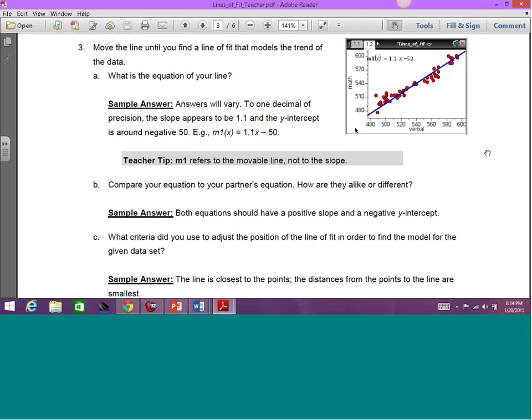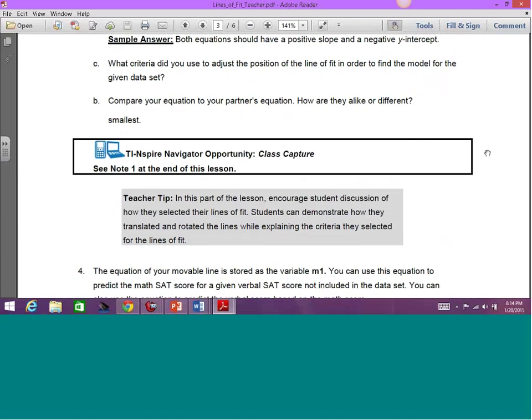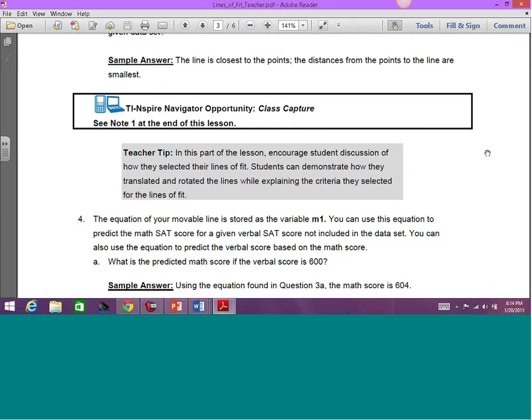And there's also room for extension. Can you slide on down? You're going to see an Nspire Nav right there. The Nspire Navigator opportunity. If you are a Navigator user, if you happen to have one in your classroom, this is a great place where you can do some screen captures. The activity prompts you when those good points would come up. And if you don't have Navigator, no problem. Just use it as the same prompt.